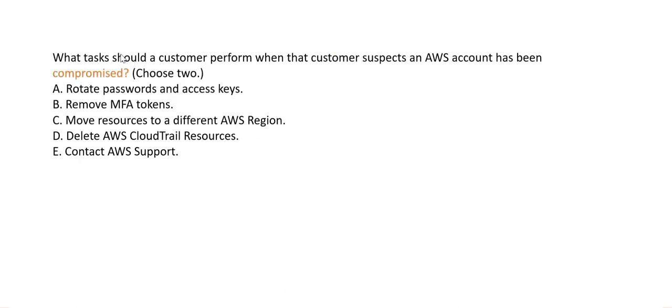This one is a simple question. What tasks should a customer perform when the customer suspects an AWS account has been compromised? Keyword is compromised. What do you do if your banking account has been compromised? You would call the customer support, right? So in this case also, option E, you would contact the AWS support. That would be your one choice.